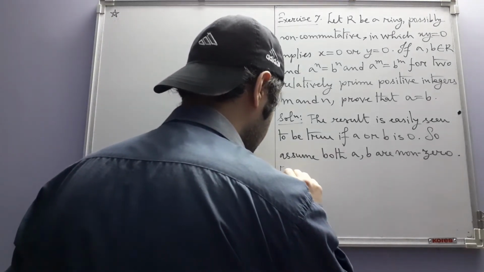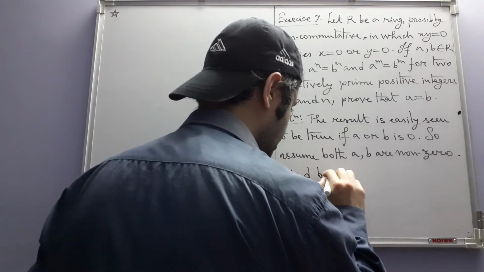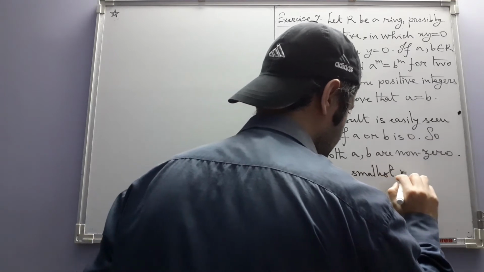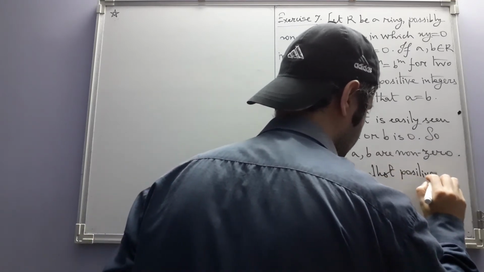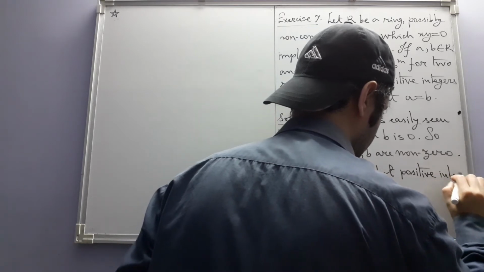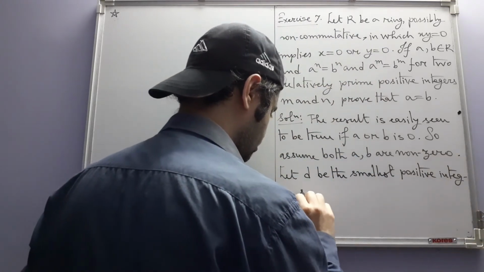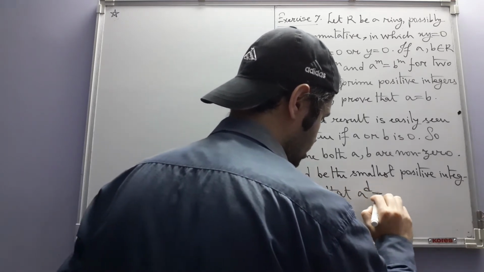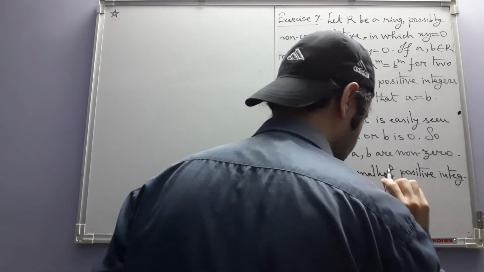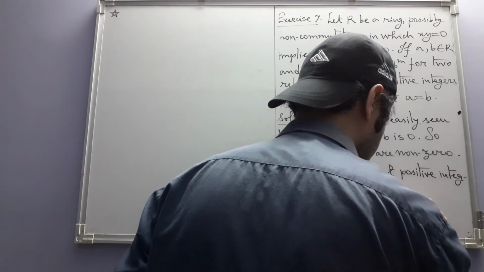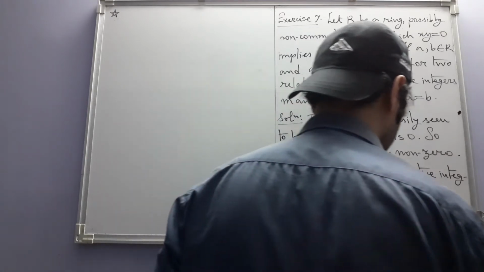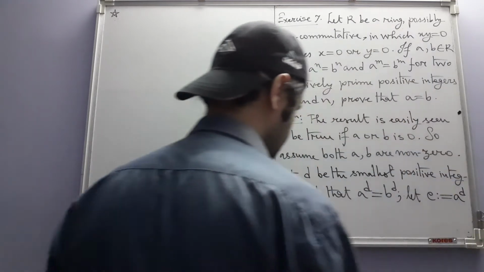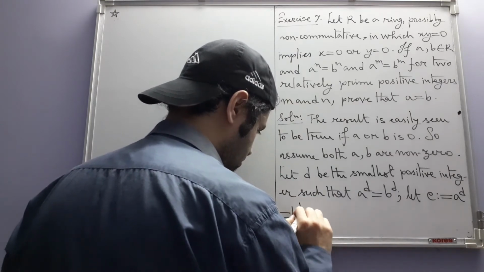So let d be the smallest positive integer such that A to the power d is equal to B to the power d. In fact, let C be this element.